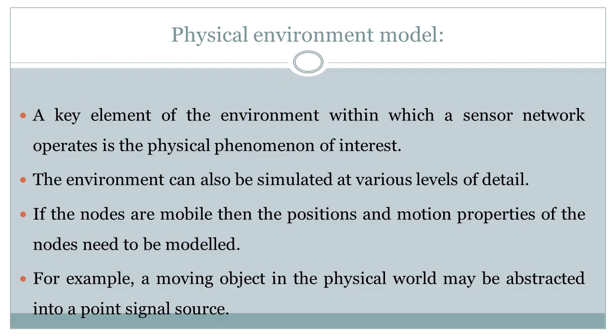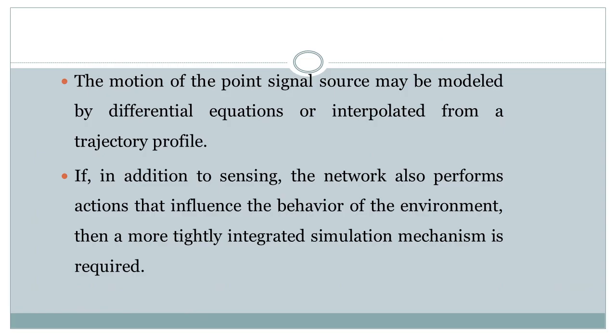Physical environment model. A key element of the environment within which a sensor network operates is the physical phenomenon of interest. The environment can also be simulated at various levels of detail. If the nodes are mobile, then the positions and motion properties of the nodes need to be modeled. For example, a moving object in the physical world must be abstracted into a point signal source. The motion of the point signal source may be modeled by different equations or interpolated from a trajectory profile.